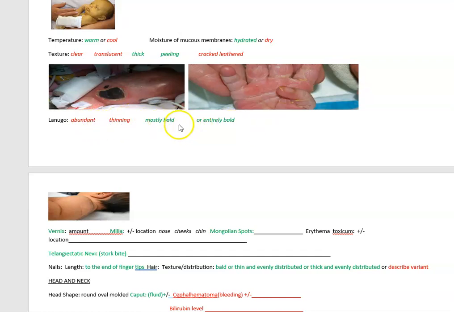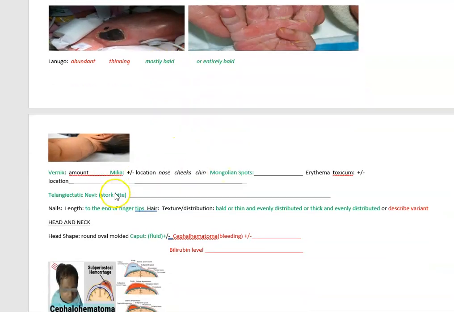Mostly bald or entirely bald tells us this baby is an older gestational age. Vernix, the amount: is it scant, moderate, or copious? That's normal. Milia are just little collagen collections on their nose, cheeks, and chin. It just looks like a little whitehead, but it's actually collagen, and we encourage patients to leave that alone.